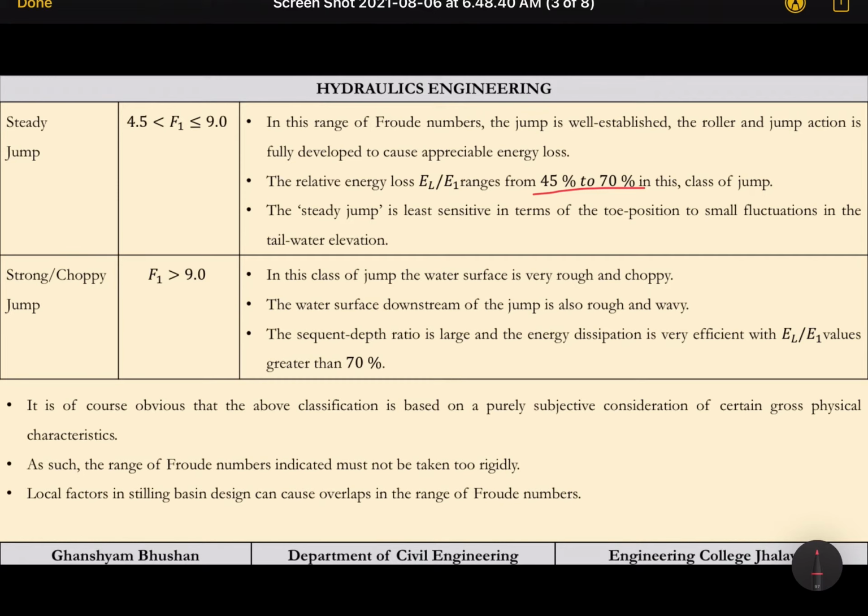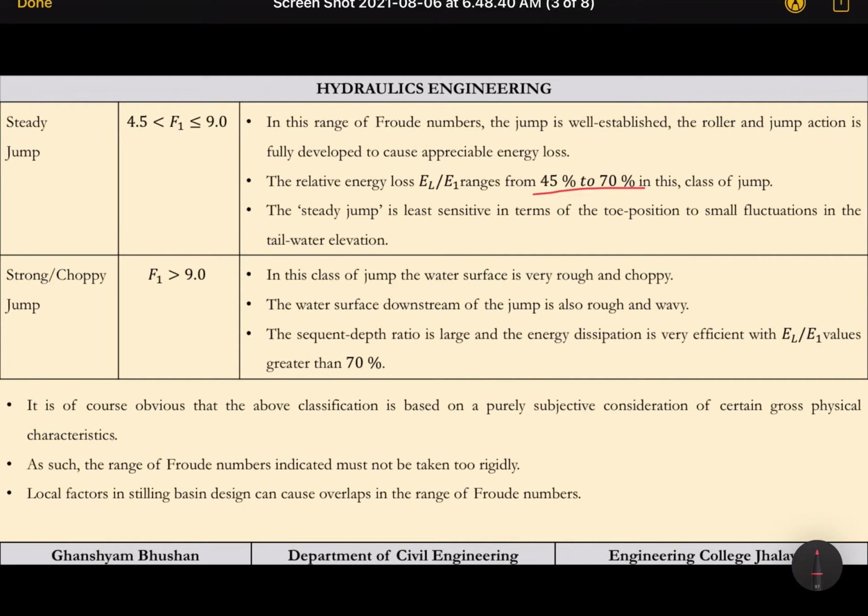The steady jump is least sensitive, in terms of toe position, to small fluctuations in the tail water elevation. This means that it will retain its position. It is not going to change very easily. That is why the name steady is provided.